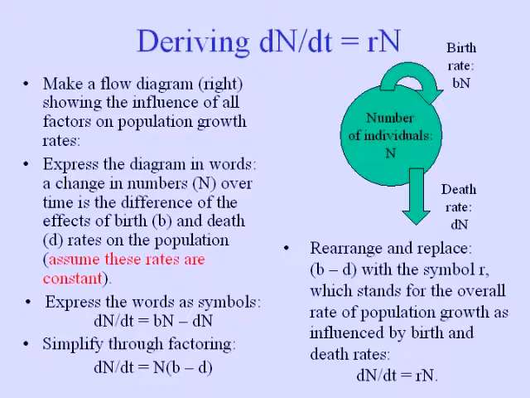Now, we only need to do one more thing to come up with the formula that was on our last slide. We can remember that birth rates minus death rates is what is equal to the intrinsic rate of population increase, r. So we can simply substitute r for b minus d. And then voila, we have the derivative of the formula that we started out with on our last slide.